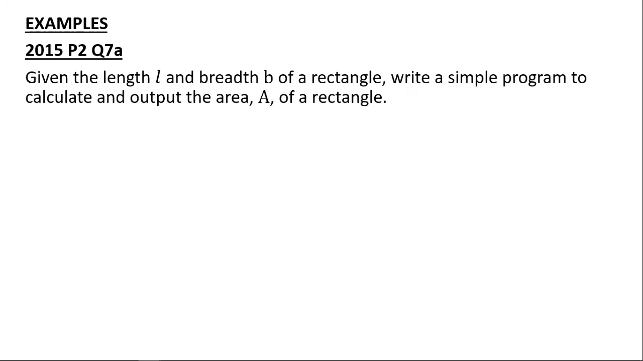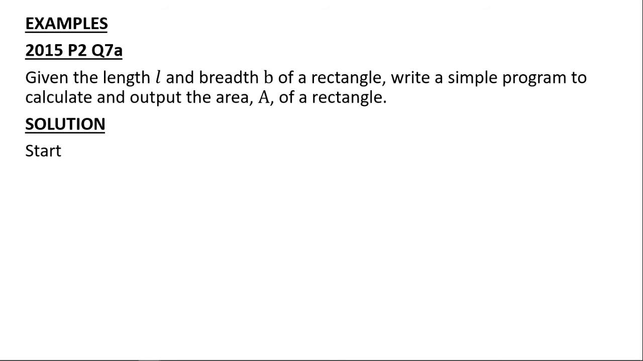Examples: 2015. Given the length L and breadth B of a rectangle, write a simple program to calculate and output the area A of a rectangle. So, to start, you have to start first. When you write start, it is indicated by the oval shape. That is where the start is supposed to be.